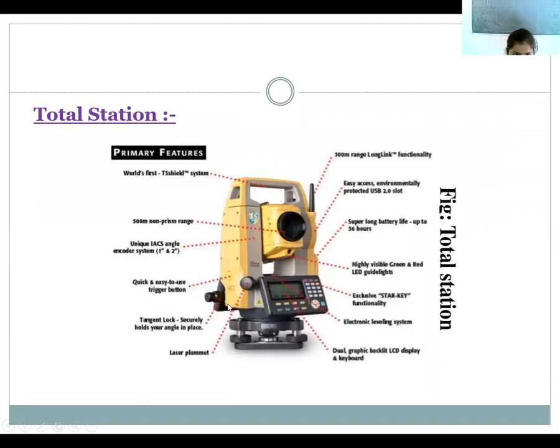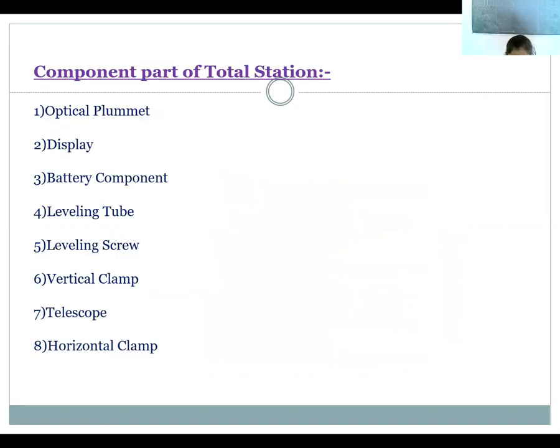Then next we study the total station. The total station means the EDM, that means electronic distance meter, and a digital theodolite built as one unit, having a rechargeable battery and a memory, with a number of self-contained functions, which include the measurement of slope distance, horizontal distance, vertical distance, and angle. That means the total station is used to measure the slope distance, horizontal distance, vertical distance, and the angle.